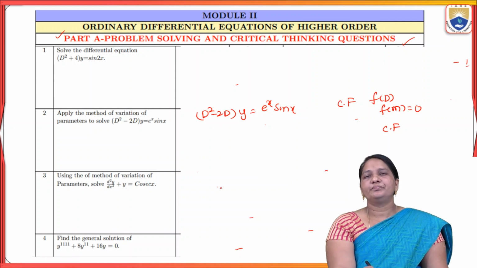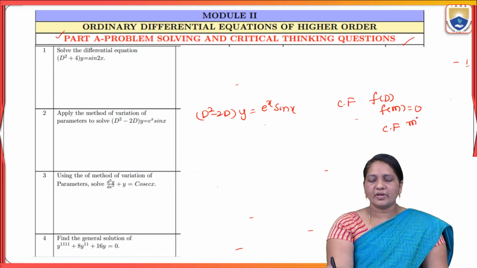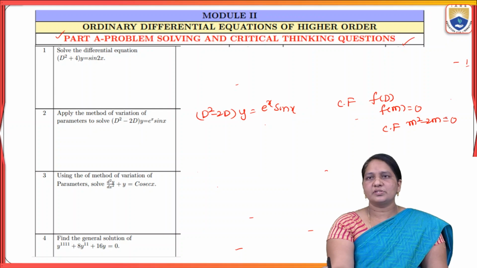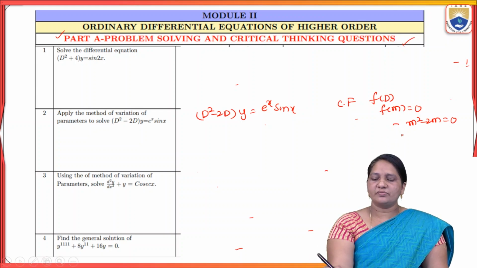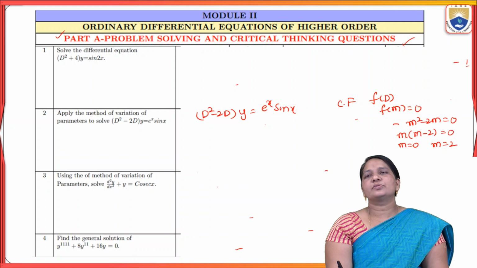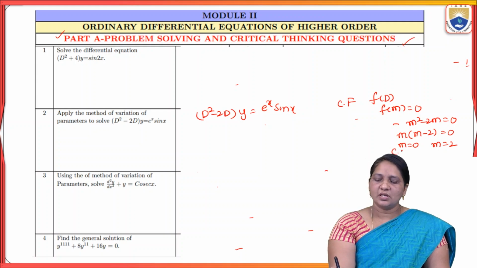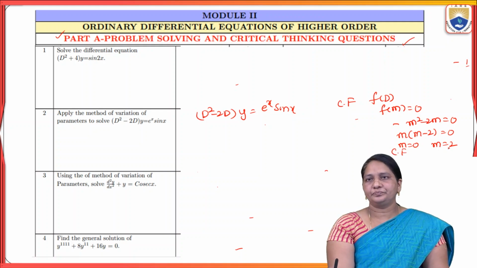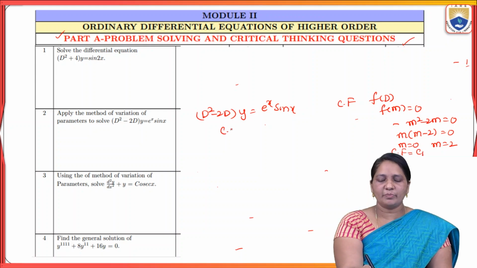So here we have m squared minus 2m equal to 0. Taking m common, m into (m minus 2) equal to 0. So m equal to 0 and m equal to 2. We have two m values, and these two are real and distinct. So the complementary function is c1 into, what is the complementary function?